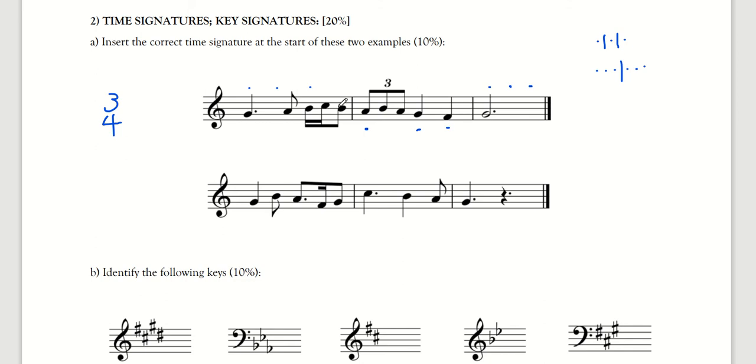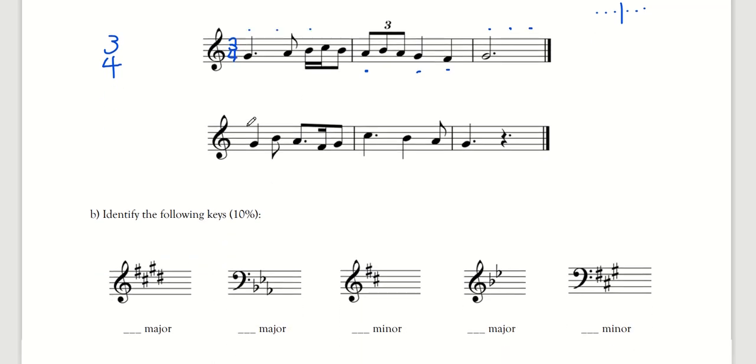for the crotchets. So I'm going to go ahead, and all I have to do is put in 3-4. Easy as that. Let's do the next one together.